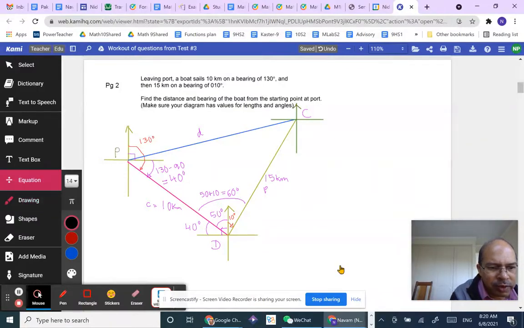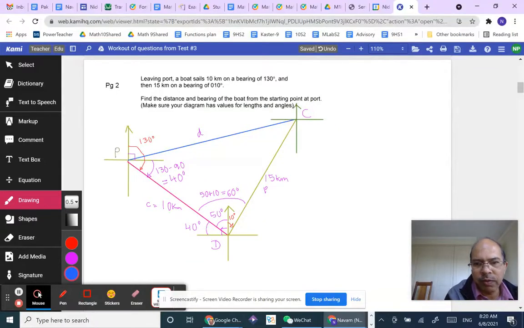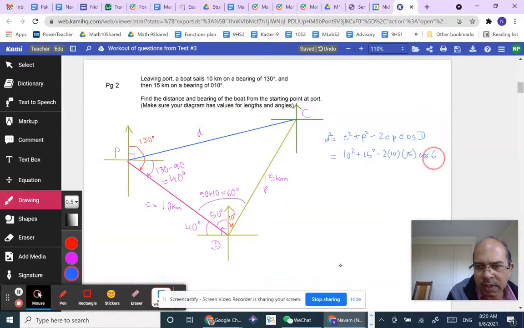So let's go ahead and try and find D, which is the side that we want to find. Let's use the cosine rule. D squared is equal to C squared plus P squared minus 2CP cos D. Plugging in the values, that's 10 squared plus 15 squared minus 2 times 10 times 15 times cos 60 degrees. Simplifying this, you get d is 13.2 kilometers. Of course, don't forget to take the square root to find d, which is what I've already done.